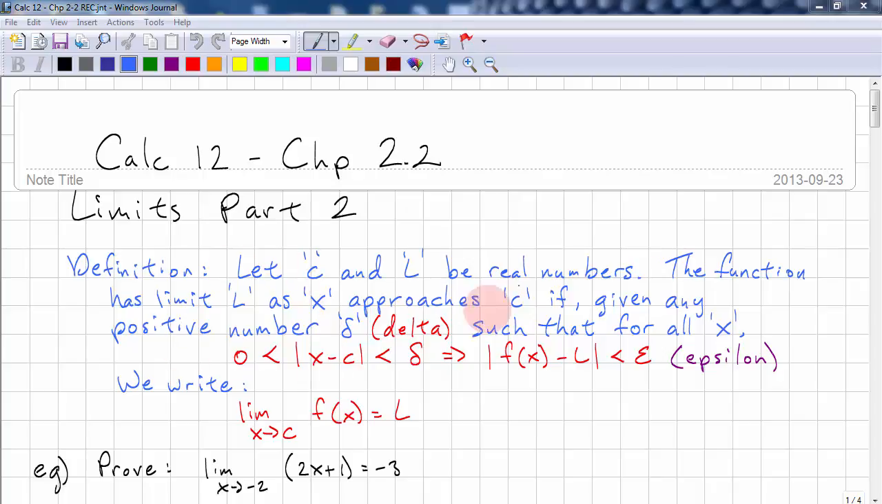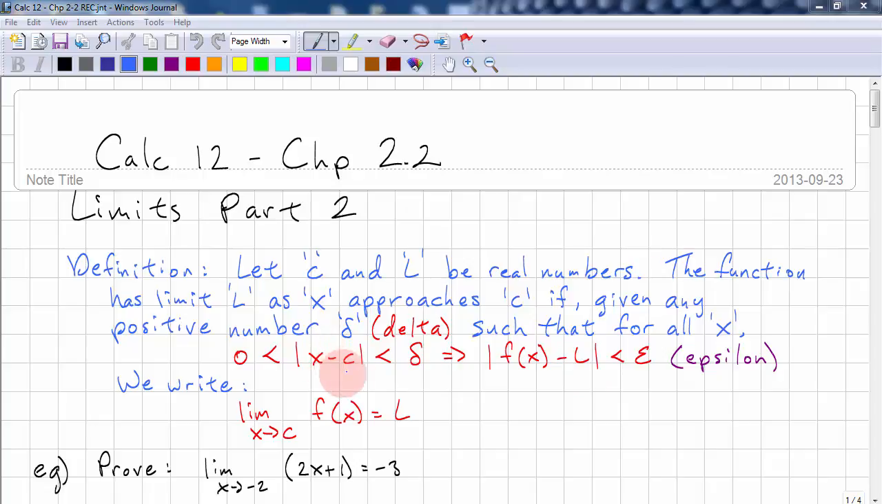We have to interpret this precise definition, and we have c and L. They have to be real numbers. It can't be infinity. We're saying the function has a limit, L, as x approaches c, if for any positive number epsilon there is a positive number delta, such that for all x, 0 is less than the absolute value of x minus c is less than delta, then the absolute value of f of x minus L is less than epsilon.